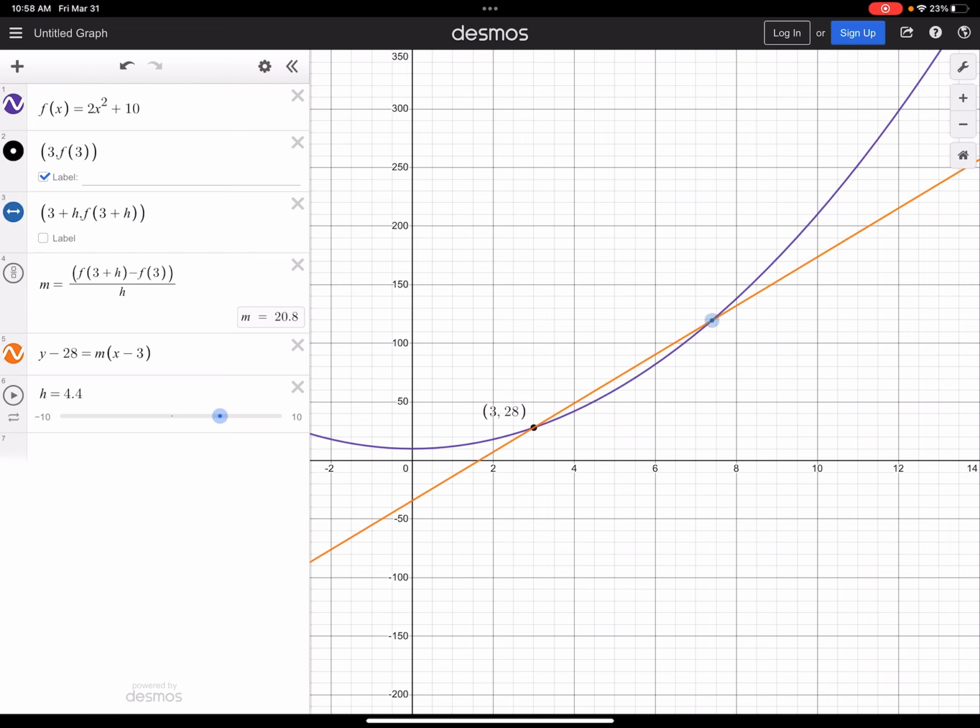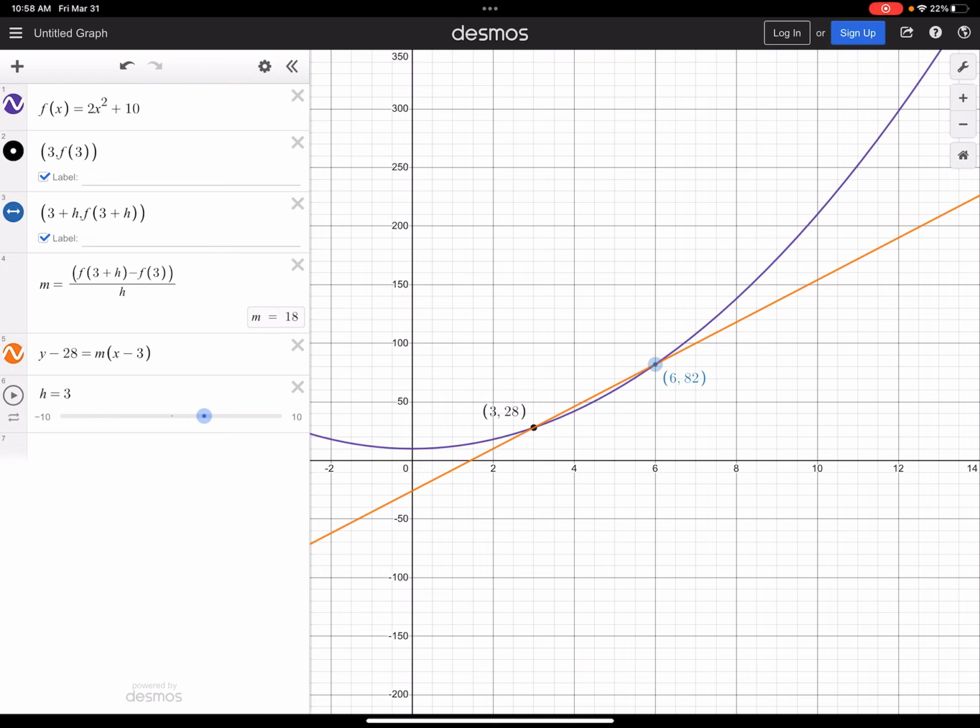Let's go ahead and reveal the coordinates of that blue point as well by toggling on the label. And let's park h at 3 and just pause and reflect on what's going on here. Now look at the two points, the black point and the blue point. Horizontally, they are 3 units apart, right? Focus on the x coordinates, 3 and 6. So time-wise, these are 3 seconds apart. And h tells us that gap.